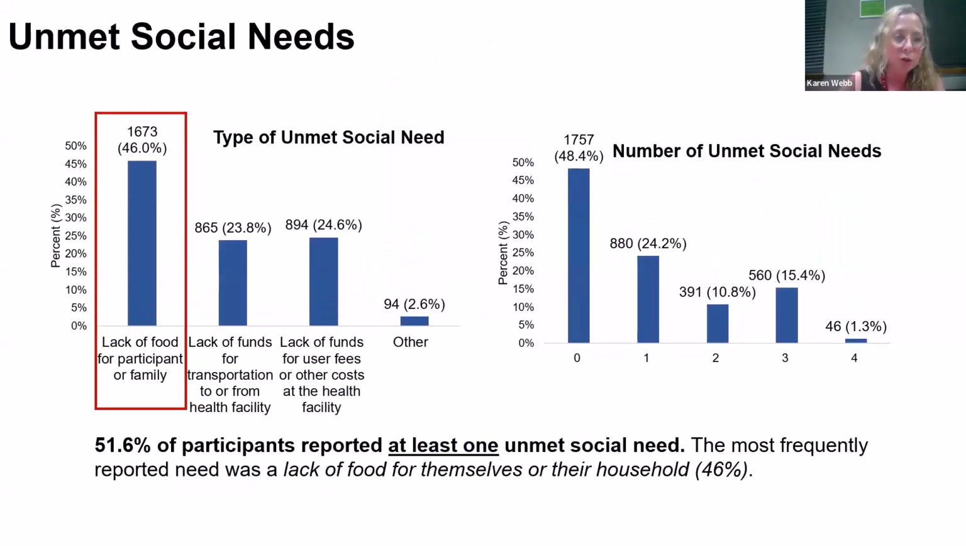In terms of unmet social needs, 46% of those that had accessed HIV care and treatment indicated that they had a lack of food for either themselves or their family that impacted their ability to access or adhere to HIV treatment. And amongst the number of unmet social needs, while 48% indicated that they had no unmet social needs, we can see increasing numbers, going from 24% with 1 unmet social need to 15% with three unmet social needs, which is significant vulnerability.